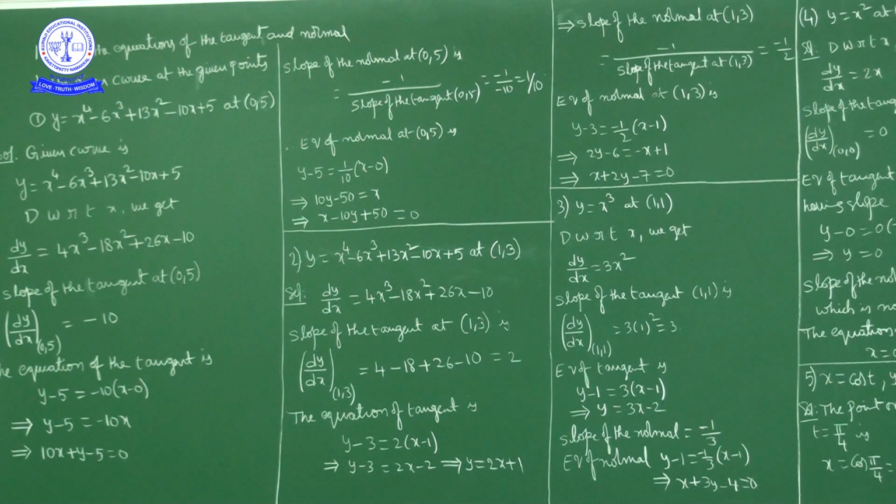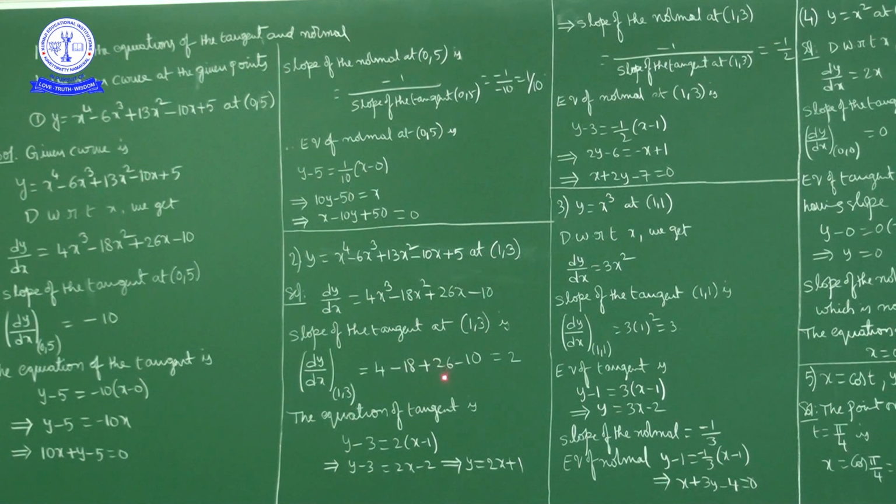Now first of all, to find out equation of tangent, we have the point. What else we need? We need slope of the tangent. Slope of the tangent is dy by dx at given point. So dy by dx at 1 comma 3. Means in place of x we will substitute 1, in place of y we will substitute 3, but here we have only x terms. So dy by dx at 1 comma 3 means at x is equal to 1. So what we get? 4 minus 18 plus 26 minus 10. In place of x I am substituting 1. Nothing but sum of coefficients. Sum of coefficients is 4 minus 18 plus 26 minus 10.